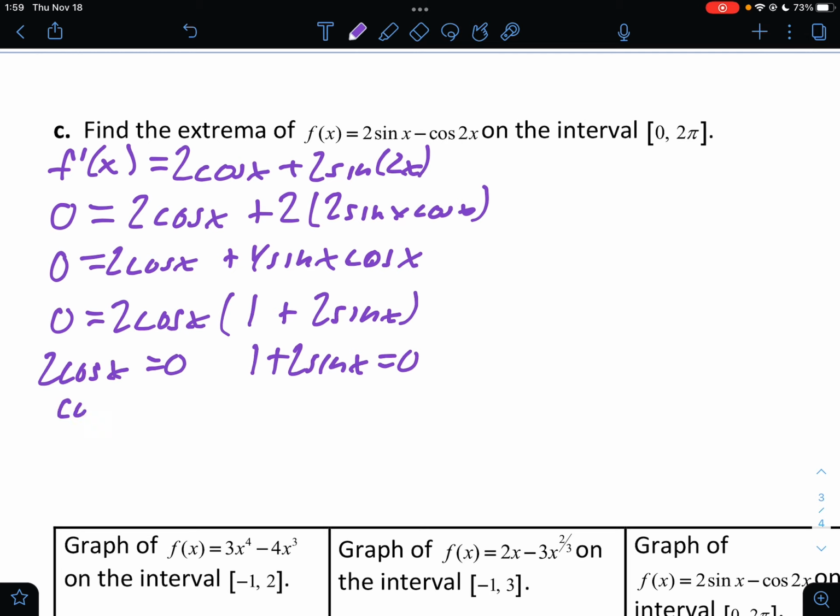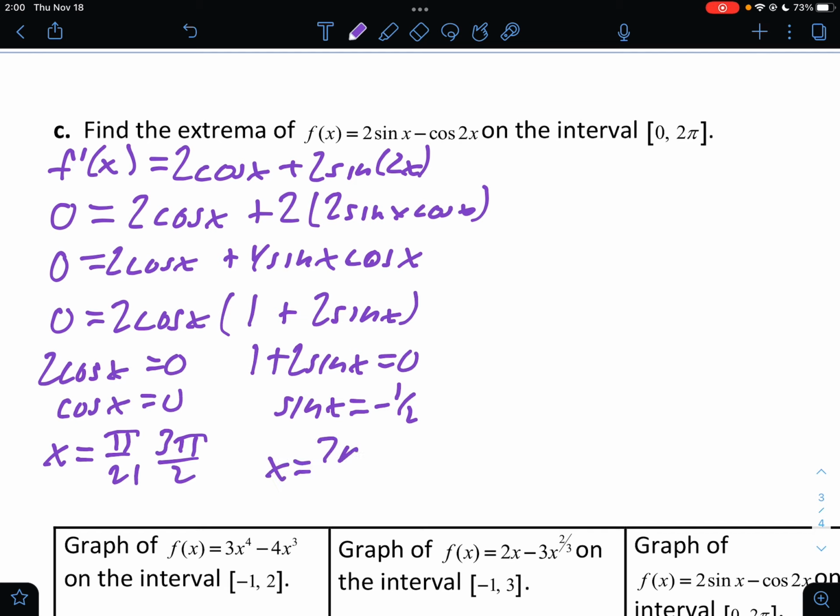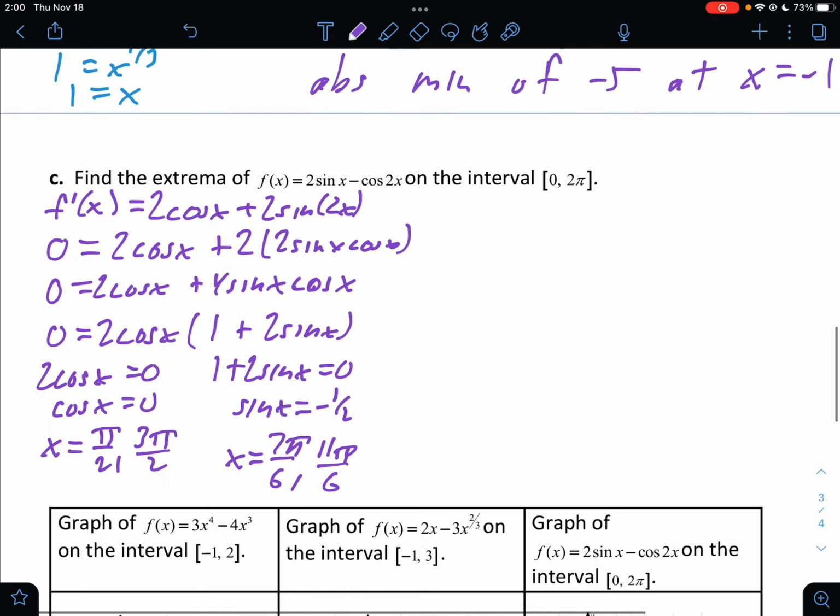So this is going to be when cosine x equals 0, and that's going to happen at pi over 2 and 3 pi over 2 on our interval. Or this is going to be when sine x equals negative 1/2. Subtract 1 and divide by 2. Okay, and sine x equals negative 1/2. That's 7 pi over 6 and 11 pi over 6 on our interval, which means we have 6 candidates. That's a lot of candidates here.